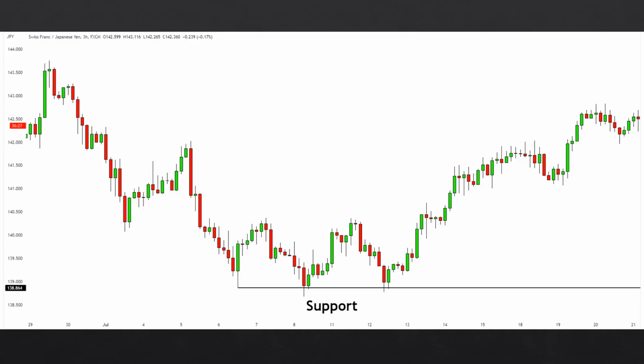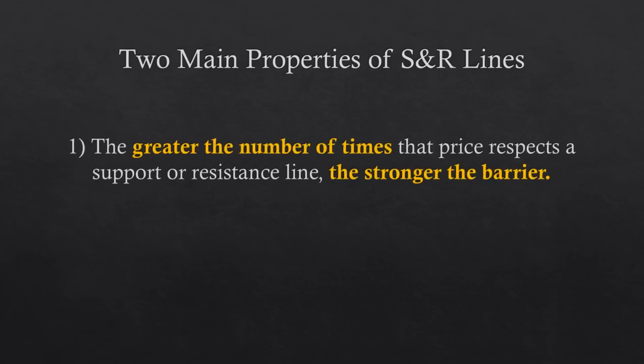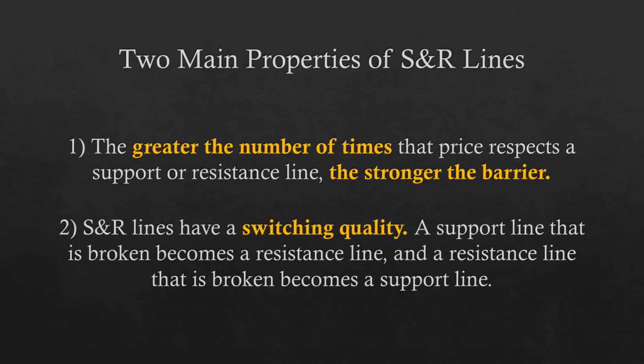There are 2 important properties of support and resistance lines. 1. The greater the number of times that price respects a support or a resistance line, the stronger the barrier. 2. Support and resistance lines have a switching quality, meaning that a support line that is broken becomes a resistance line, and a resistance line that is broken becomes a support line.